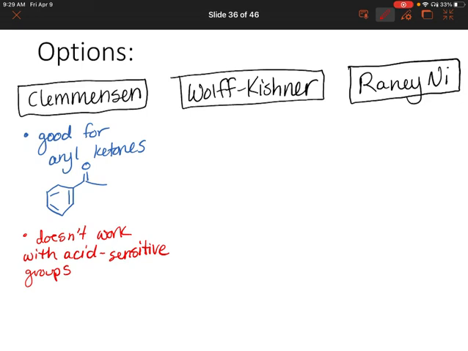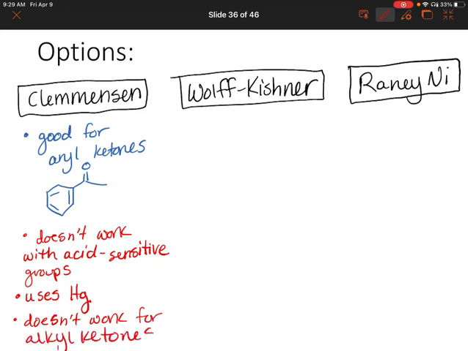Also, the Clemmensen reduction, remember, uses mercury, which is toxic, so we want to avoid it. Additionally, Clemmensen reduction doesn't work for alkyl ketones. So that would be like, for instance, just a regular old ketone. It has to be bonded to an aromatic group there, an aryl group.